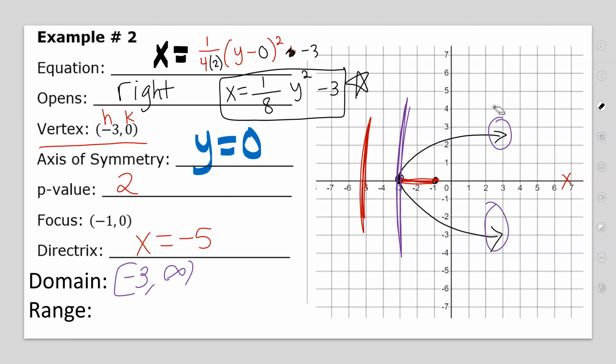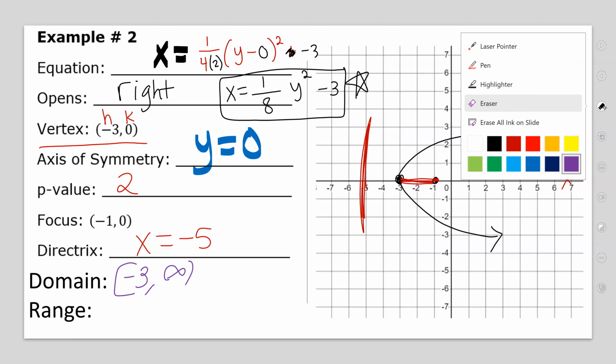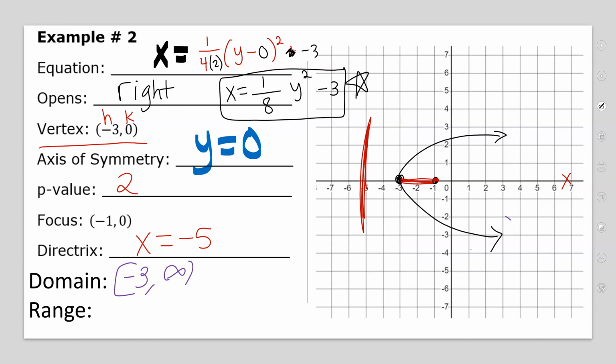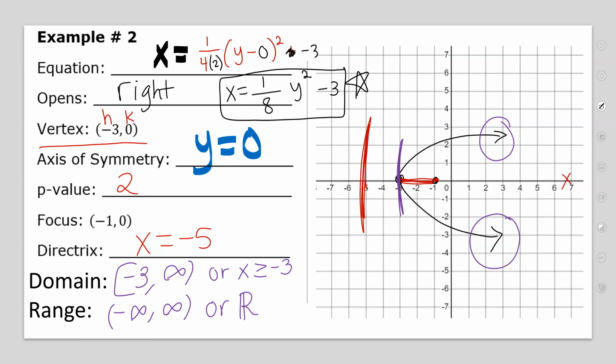Now let's work on the range. The range is the bottom to the top. So here's the bottom. That's an arrow. So that's -infinity. And then on the top is an arrow. So that is also infinity. You can also write it like this. All real numbers. You could also write the domain as all the x values are bigger than or equal to -3. All of these x values are bigger than -3. Everything is to the right of -3. All right, so that's example 2. Are we ready for example 3?